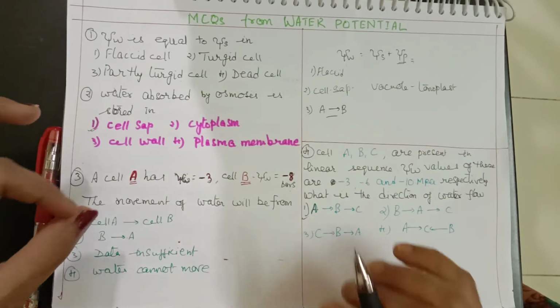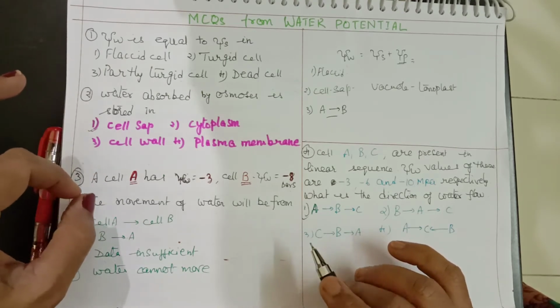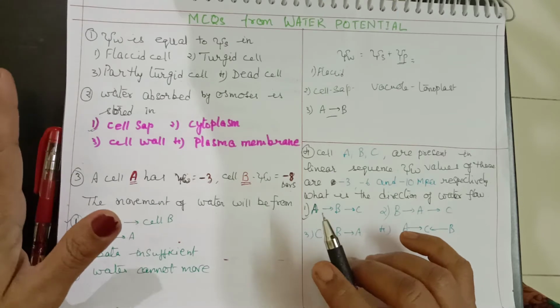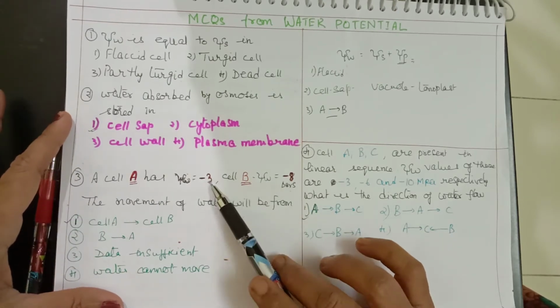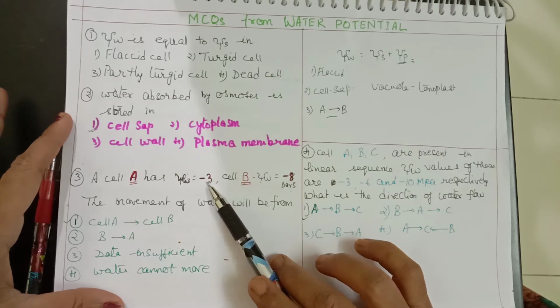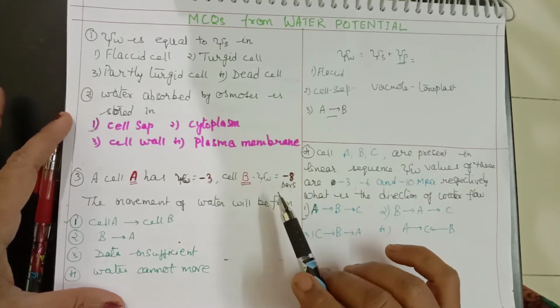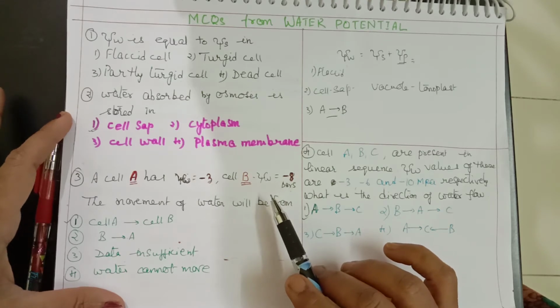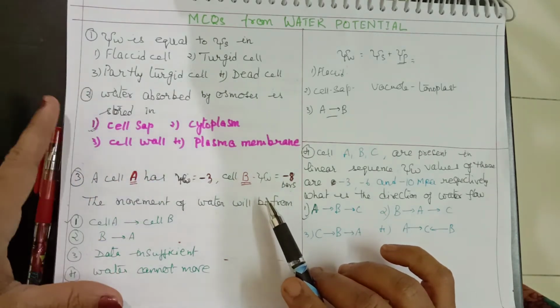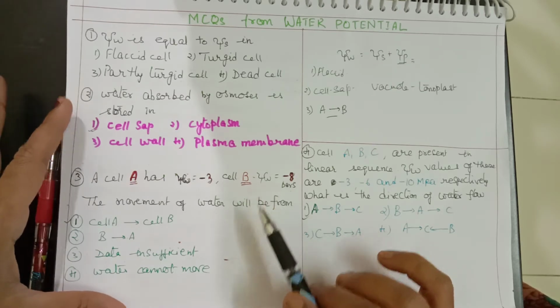So the basic point you have to remember: water always moves from a region of higher water potential to a region of lower water potential. Higher water potential, that is -3, we also say less negative, and lower is more negative. This we discussed in the last session: water potential is always a negative value.